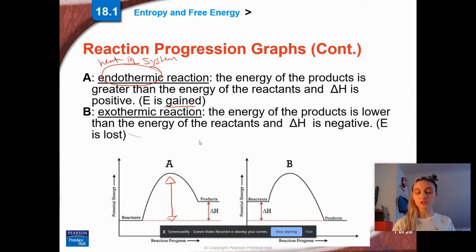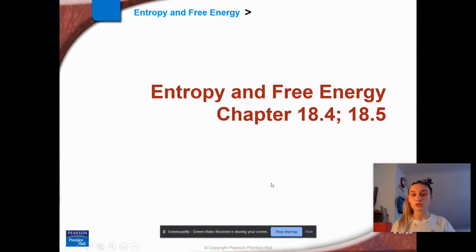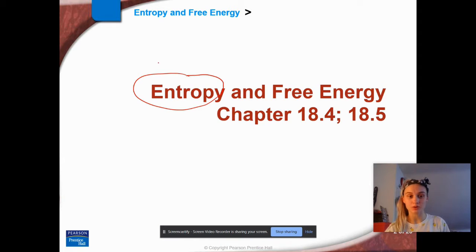But now we can move on. Okay, so now we're going to get to the last couple sections in chapter 18. This is about entropy and free energy. I want to mention here that entropy sounds a lot like enthalpy, but they're very different. So remember, enthalpy is delta H, and that's the amount of heat that's in the system. And entropy is completely different. I'll define it later, but enthalpy is delta H, but entropy is delta S.